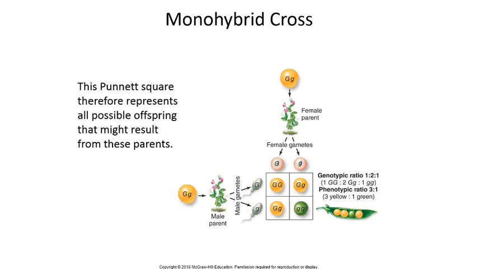So the genotypic ratio, which means the genes that are actually present, for every offspring has the same chances. It has one chance of homozygous dominant, two chances of heterozygous, and one chance of homozygous recessive. The phenotypic ratio, the phenotype is the physical expression of that gene, what we actually see. So the phenotypic ratio for this is 3 yellows to 1 green.